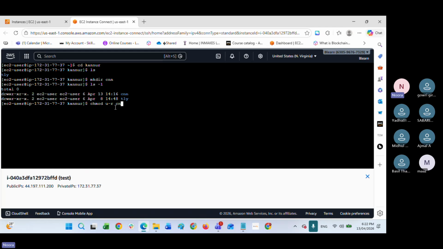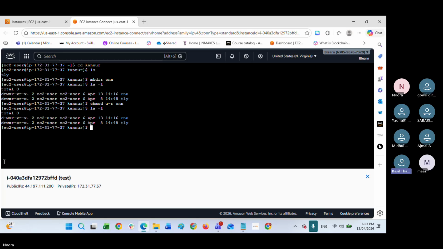Now do the ls minus l. Look at the user of CNN. Look at the before and after. What happened? Is there any change over there, Basil? Read is removed. Obviously. This is U minus R we performed for removing the read permission.